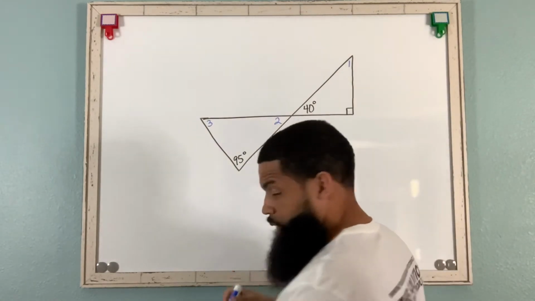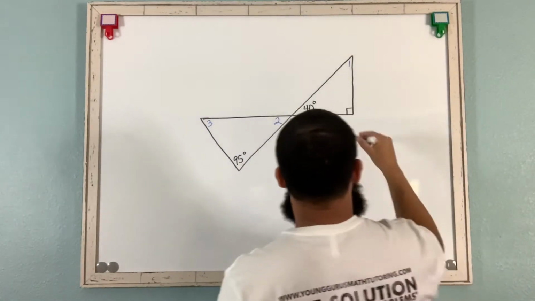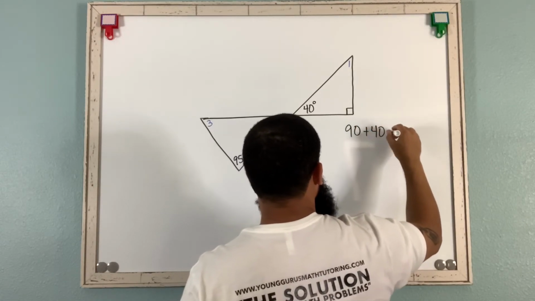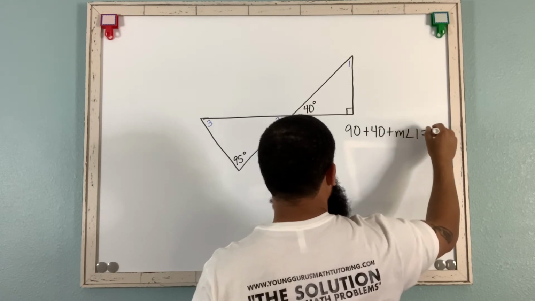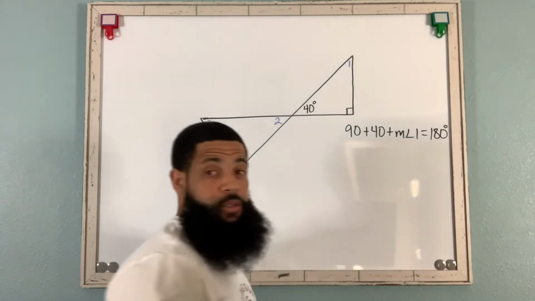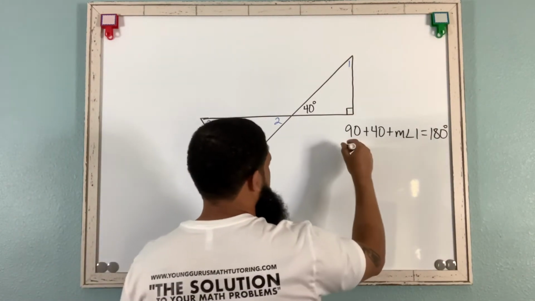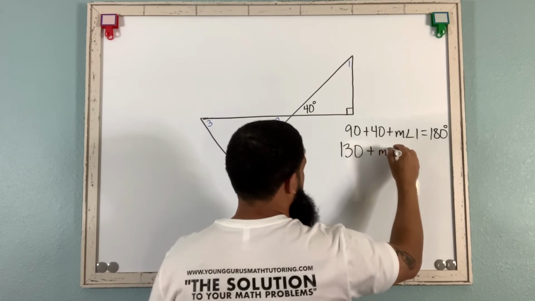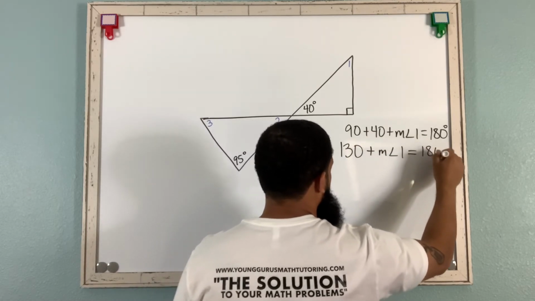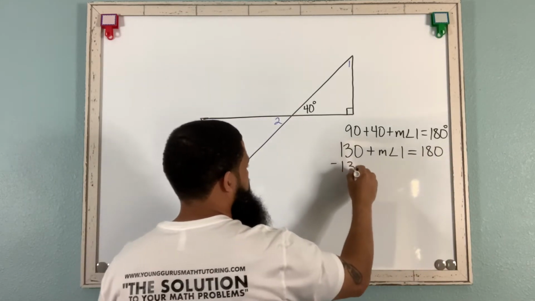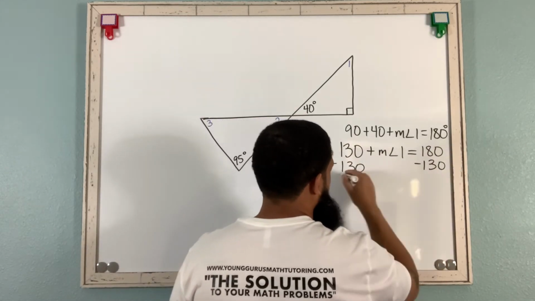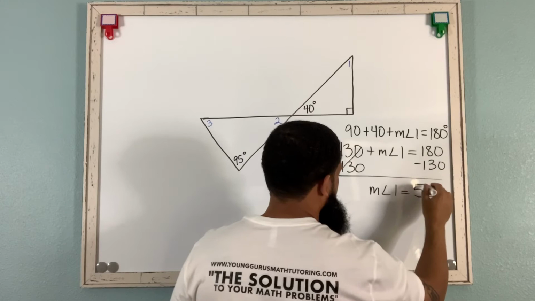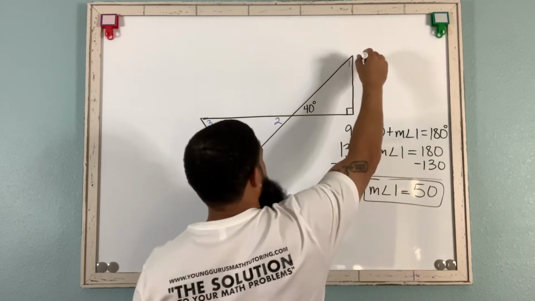So I can simply say 90 plus 40 plus the measure of angle 1 equals 180 degrees. So then now let's add these together. 90 plus 40 is 130 plus measure of angle 1 equals 180 degrees. I subtract 130 here, subtract 130 there, and that tells me that the measure of angle 1 equals 50 degrees. So this is 50 degrees right here.